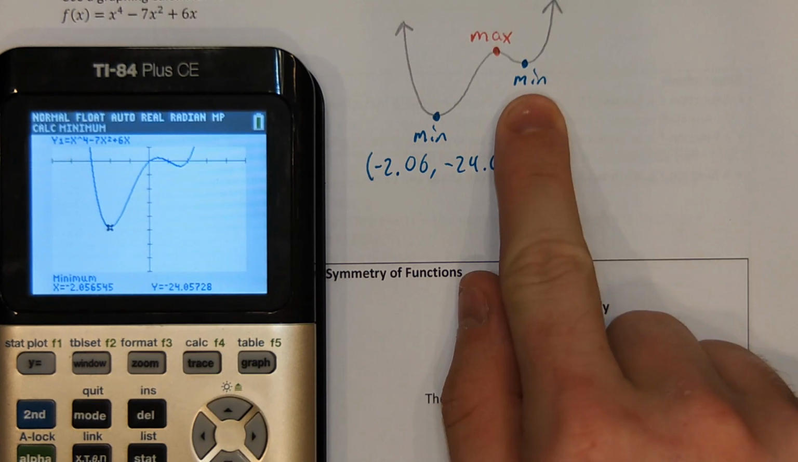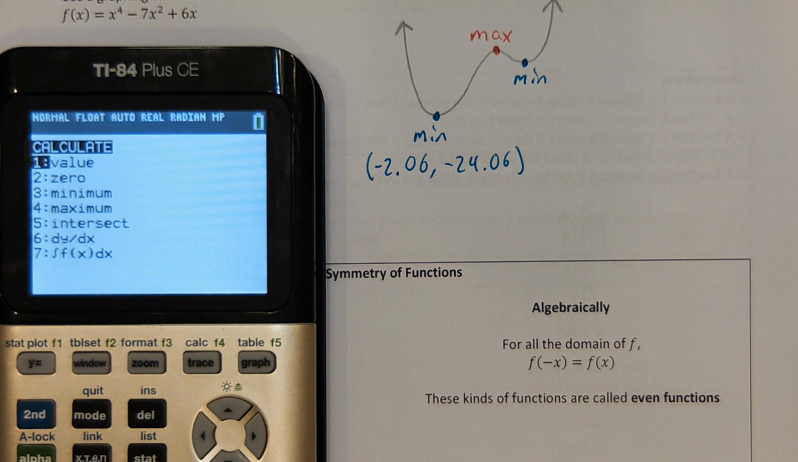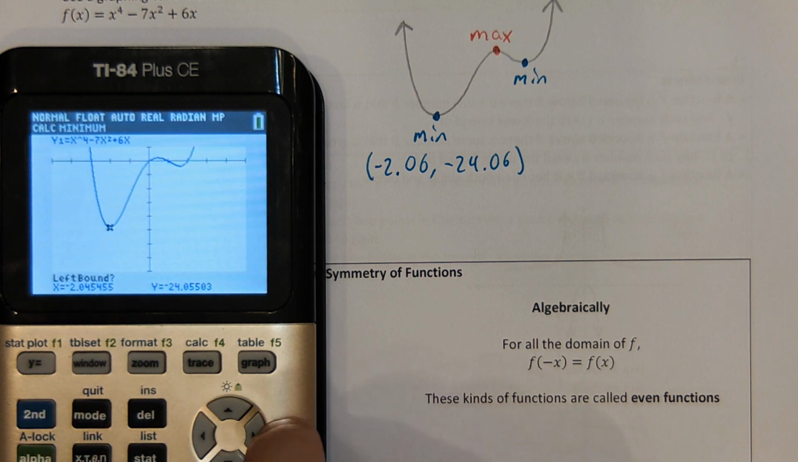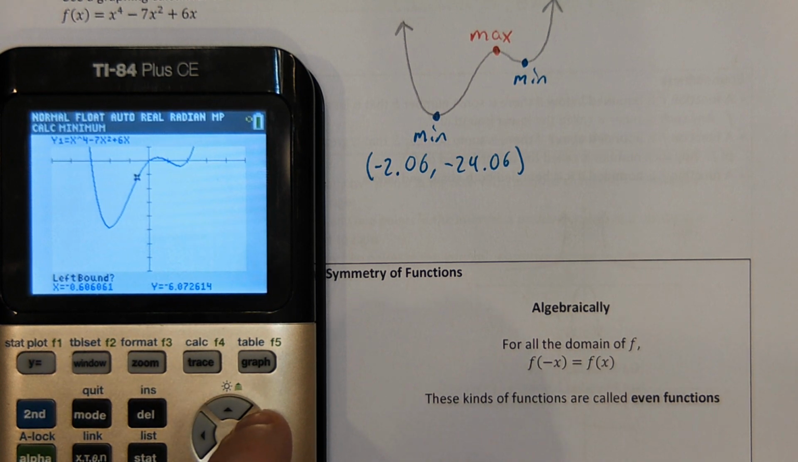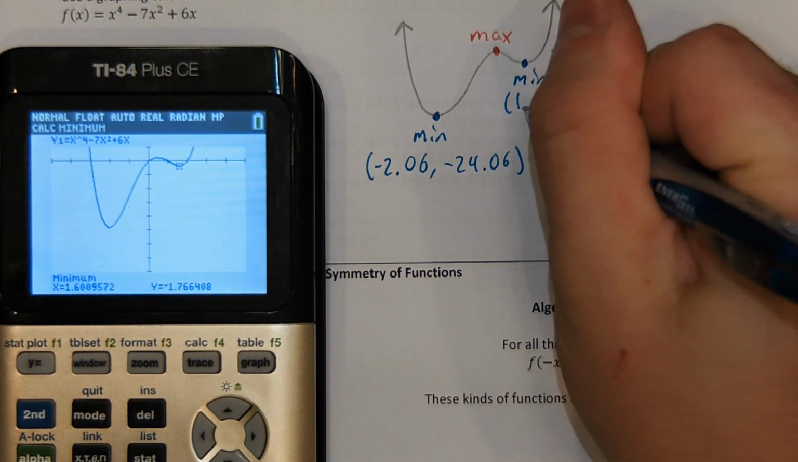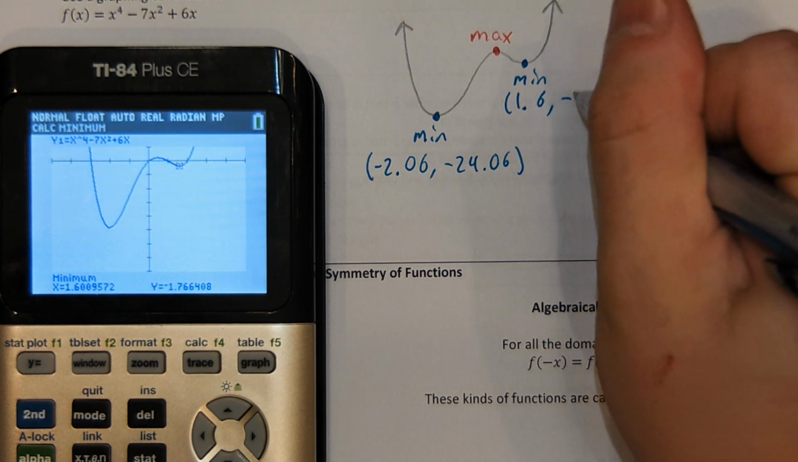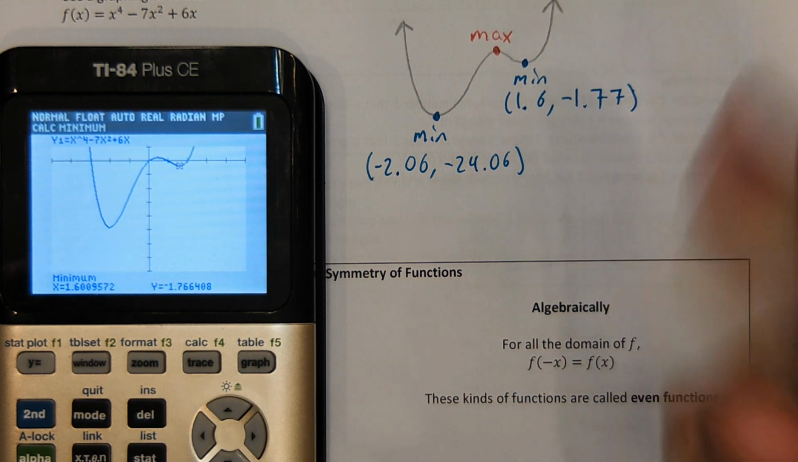And to find this minimum, we do the exact same tricks. Second, trace, minimum is the number 3. And it says, hey, why don't you go left of the point you're looking for? So I'm going to hold the right key for a while. That's to the left. That's to the right, hit enter. And then just go somewhere in between them. There we go. About 1.6 with a minimum of negative 1.77. There.